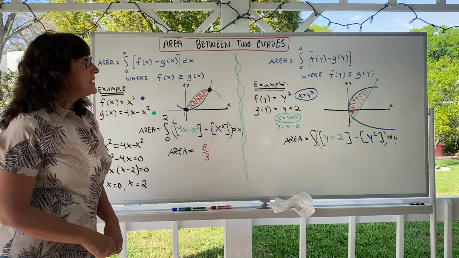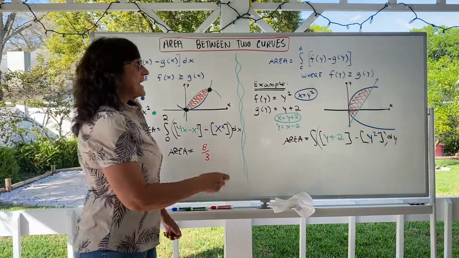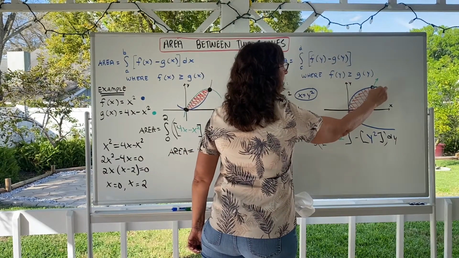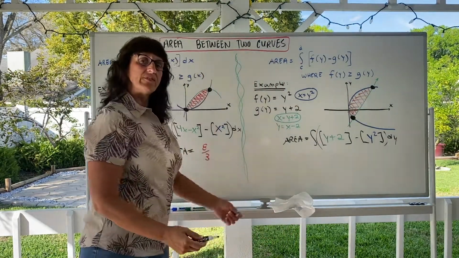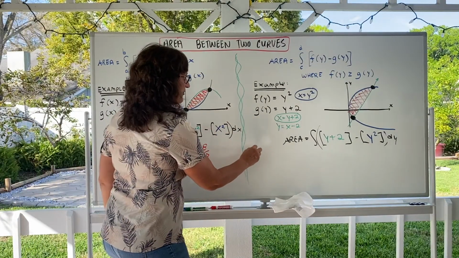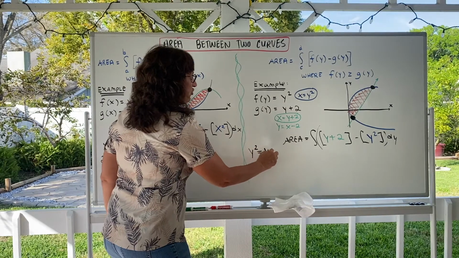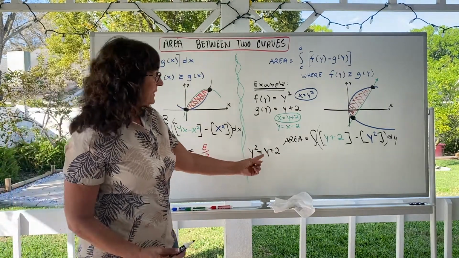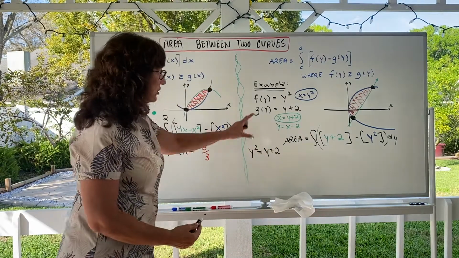Bounds of integration. The bounds of integration will be the points of intersection. To find them, set the curves equal to each other. Set y squared equal to y plus 2, and solve for y. This will be in terms of y, because the curves are in terms of y.